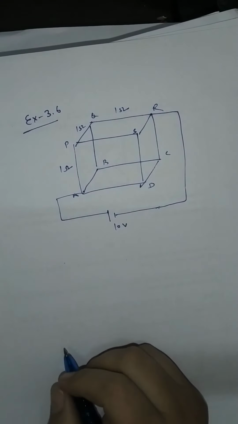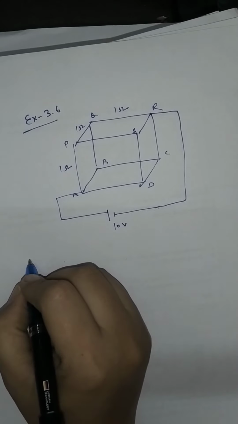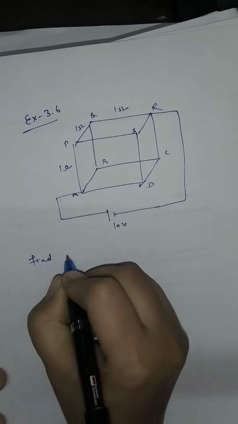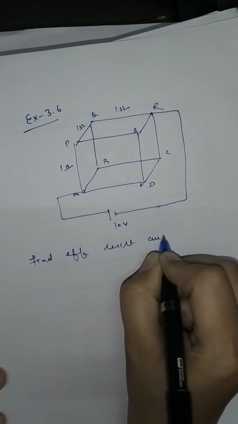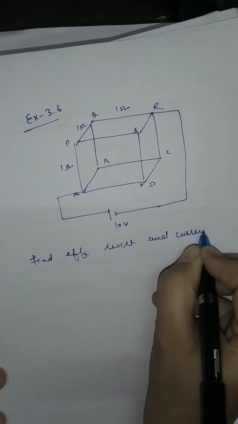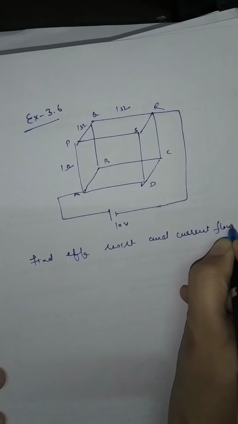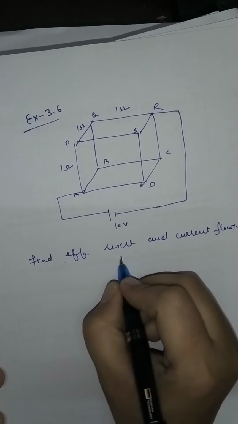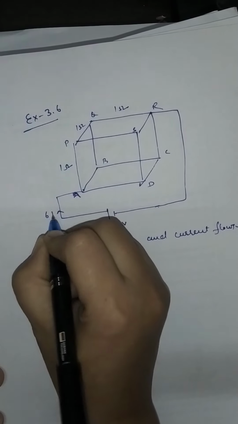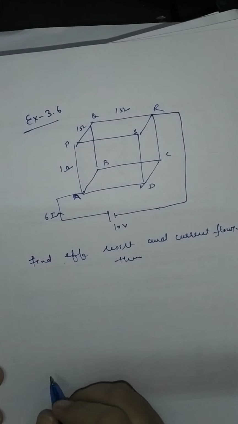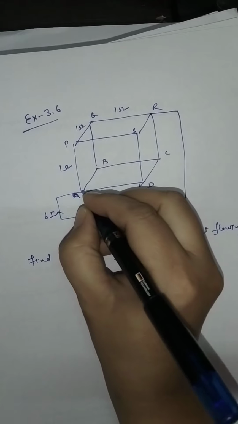Right? The question is to find the effective resistance of this network and the current drawn and current flowing through it. So now what will we take here? 6I is the current flowing through this. Why I have taken here 6I current, that I will tell you after this.